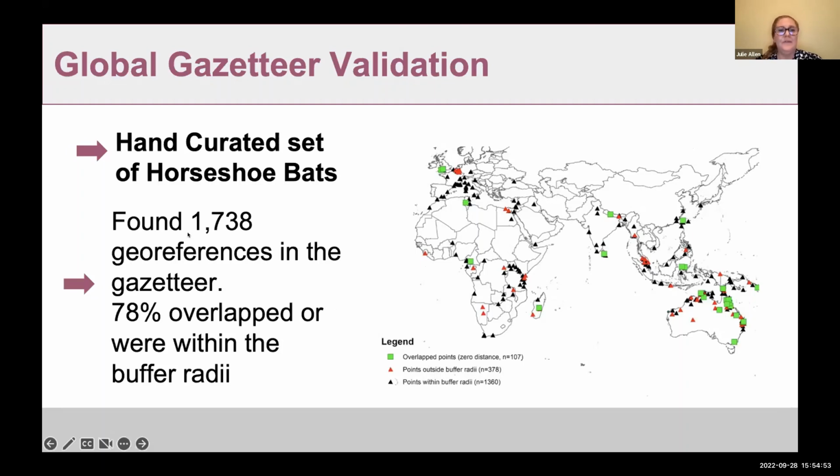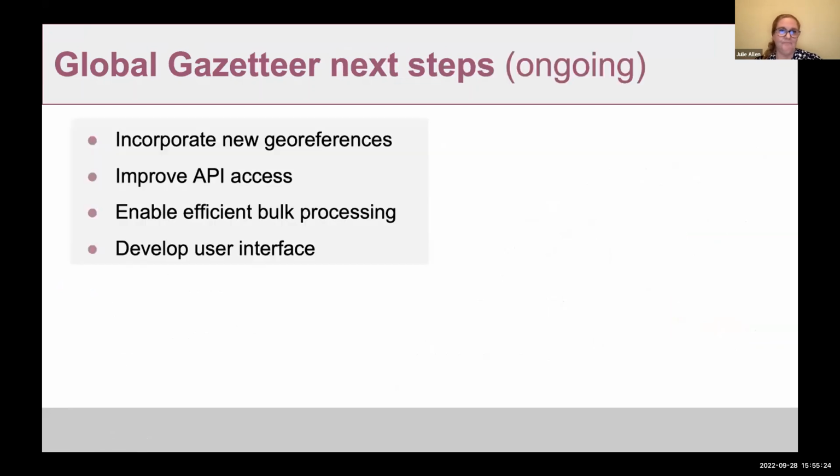We found 1,700 georeferences in the Gazetteer that matched. 78% of those overlapped within the buffer radii. So first we asked how many points were dead on, like with the latitude and longitude were identical, and about 107 of those. But what's neat is the vast majority of those, the points were within the uncertainty radius of the original georeference. So that gives us a lot of confidence that the output from the Gazetteer can be used and reused across data sets for research purposes.